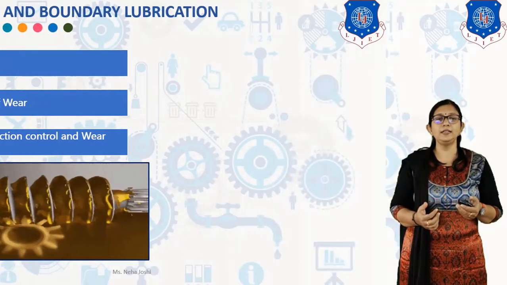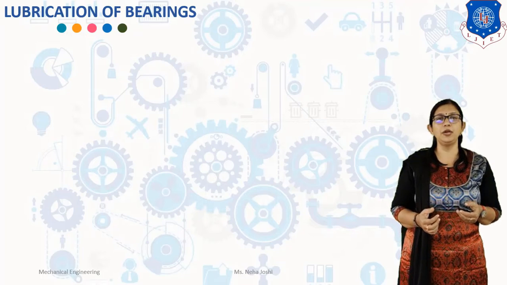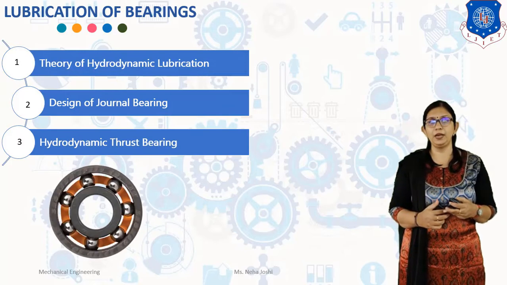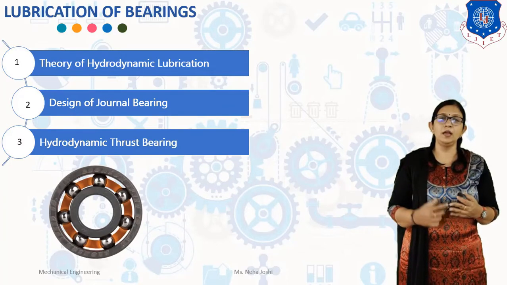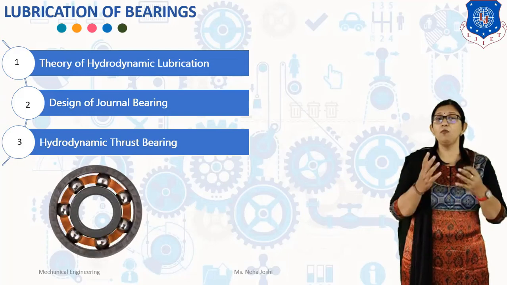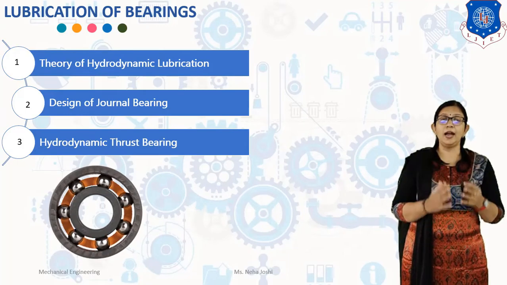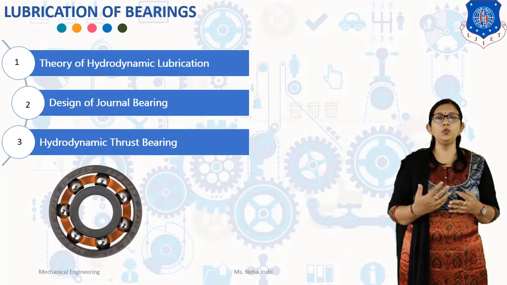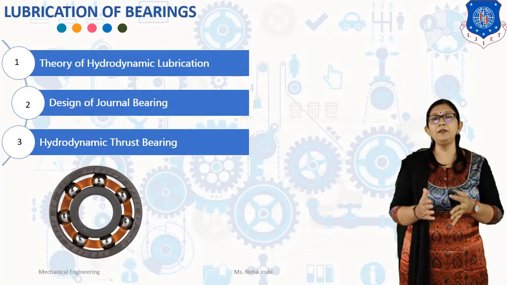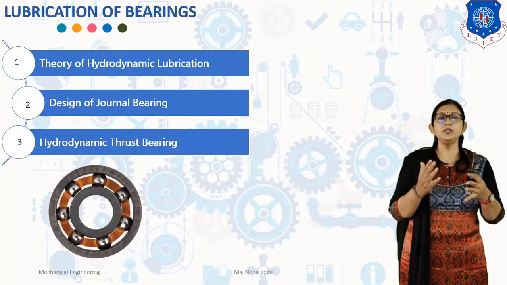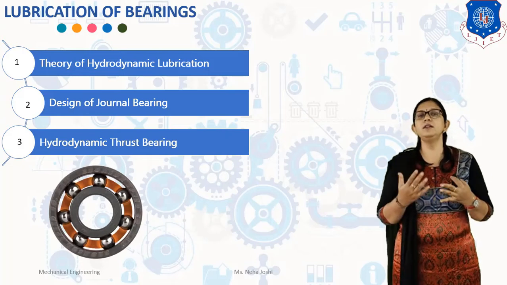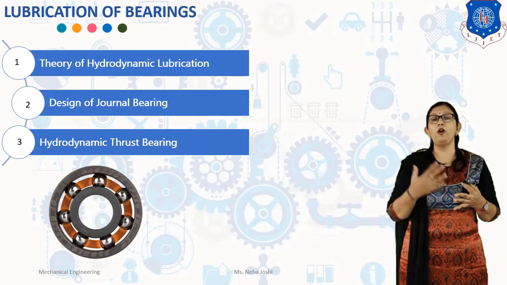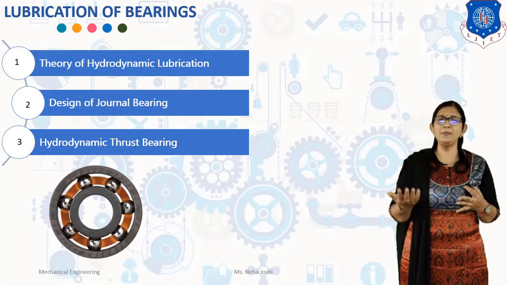Now, the next chapter in our syllabus, the third chapter, is lubrication of bearing. In this chapter, we will cover the theory of hydrodynamic lubrication, design of journal bearing, and hydrodynamic thrust bearing. Now, what is hydrodynamic lubrication? Hydrodynamic lubrication is a term that defines a situation in which two rubbing surfaces are separated by a thin film of a lubricant. This situation is often beneficial, and lubrication is used to reduce friction and wear of solid surfaces with the aid of a liquid, which may be a solid or semi-solid lubricant.